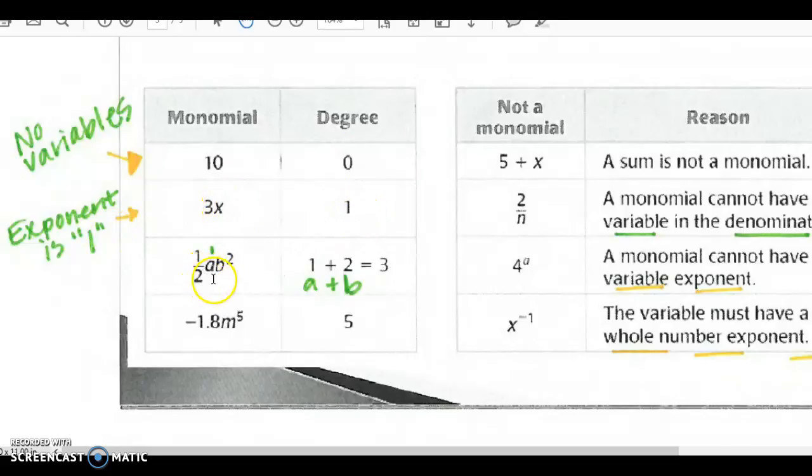In the monomial 1/2 ab squared, you have to add your exponents. You have to get the total number of exponents here in the monomial. 1 on the a plus 2 on the b means that the degree would be 3. And obviously on the last example, the degree is 5 because the power is 5 over here on the variable.